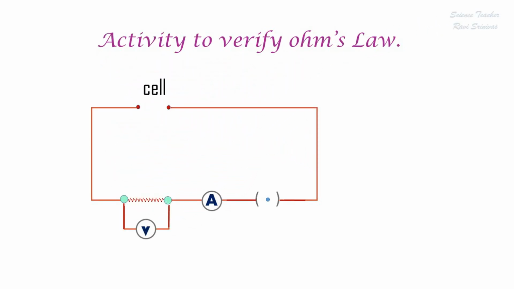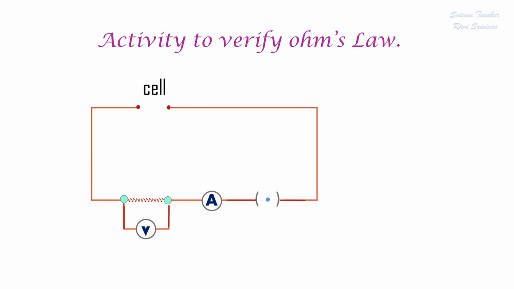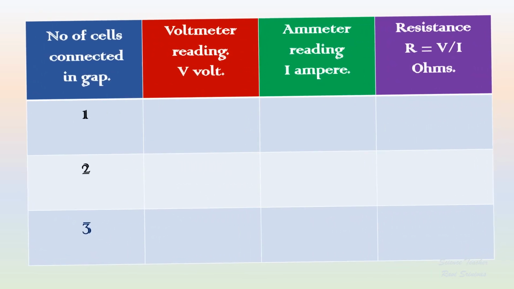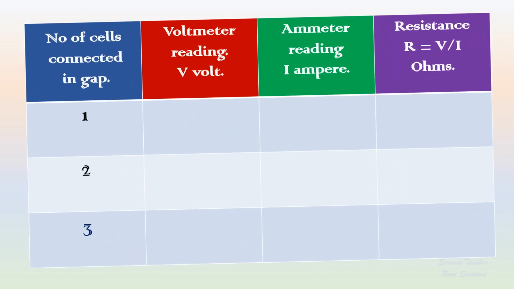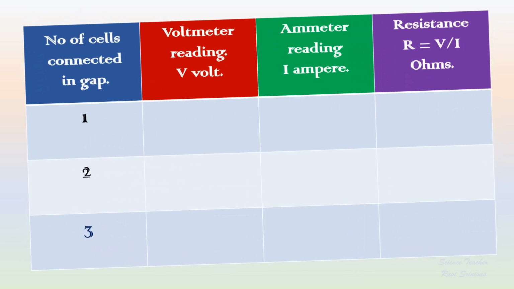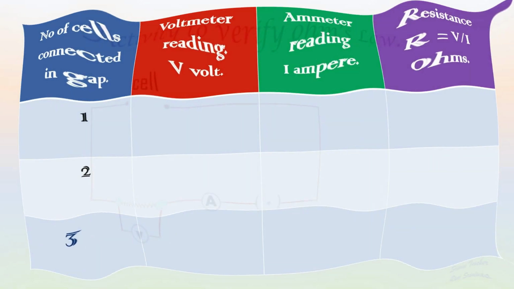This process will be repeated with 2 cells and then 3 cells connected in series. The readings of ammeter and voltmeter are all noted down in the tabular column. We find the ratio of V to I for each of the observations. A graph is also drawn between potential difference V and current I.